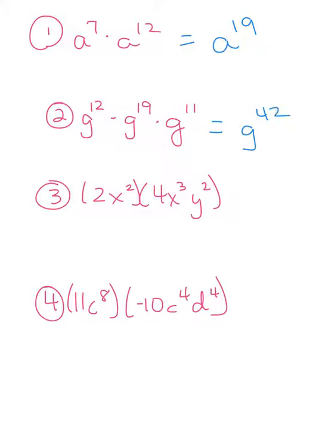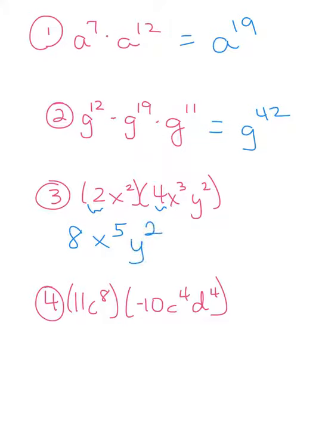And looking at number 3, I have exponents. I have a 2 and a 4, so I need to multiply them first. That's going to give me 8. And then again, I'm going to add my exponents. So I have x to the second times x to the third, so it's going to give me x to the 5th. And then I have y to the 2nd.